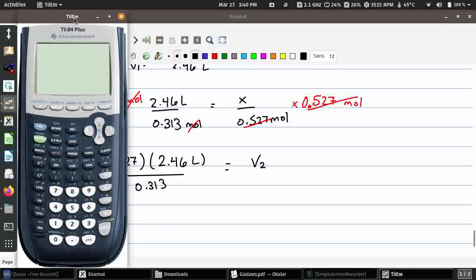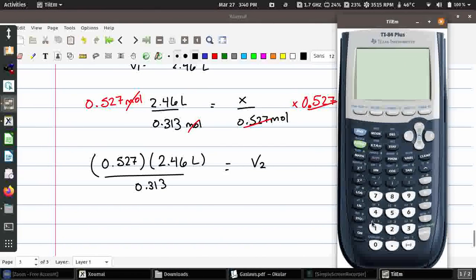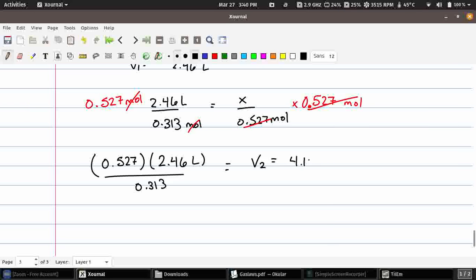So again, gonna need the calculator. Alright, so 0.527 times 2.46 in parentheses divided by 0.313. So your volume 2 is going to be equal to 4.14 liters. So let me see how I'm doing on time.